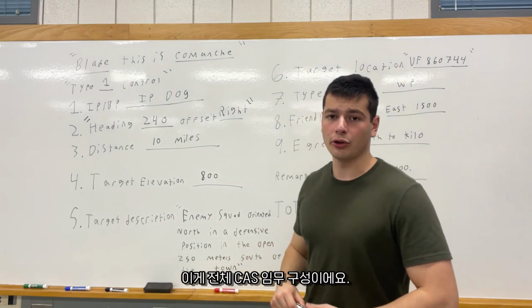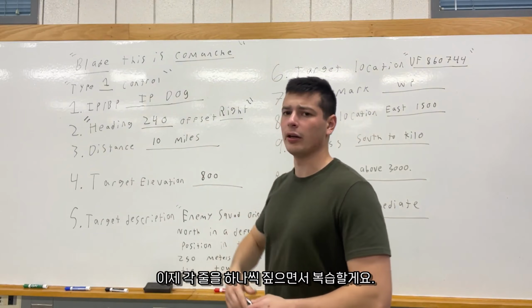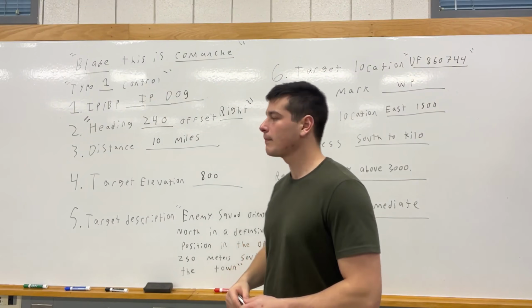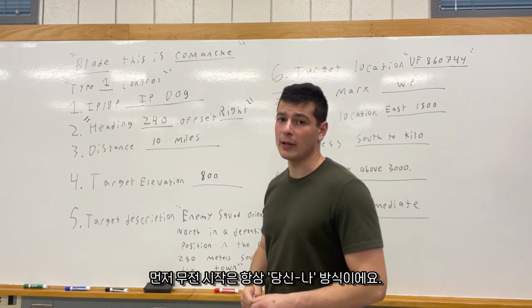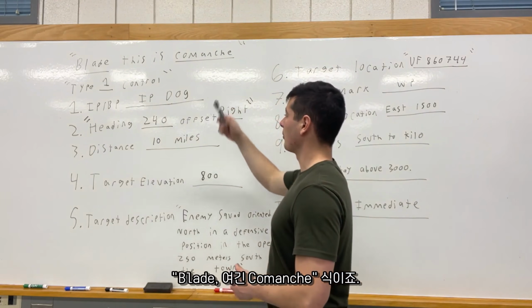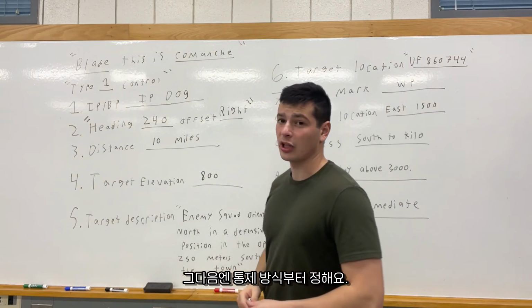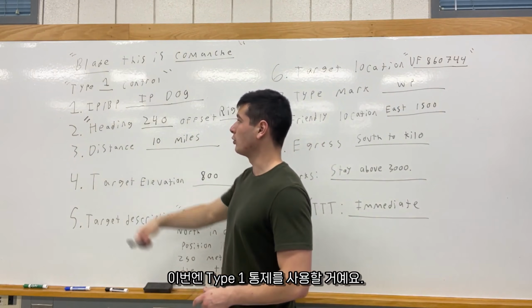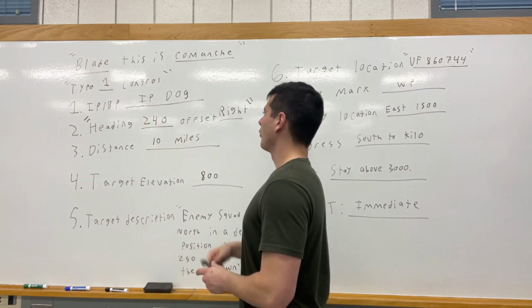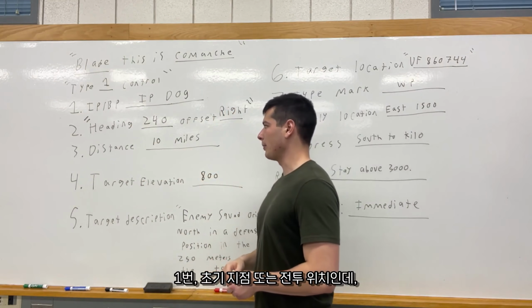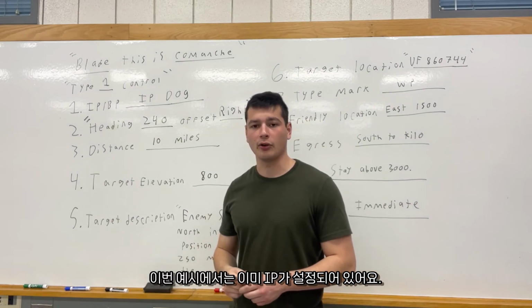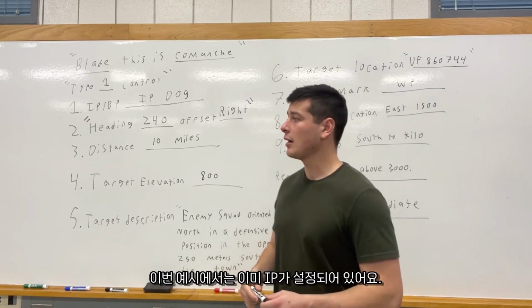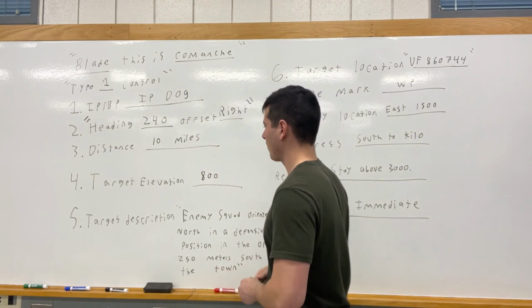So this is our whole close air support mission. I'm going to go through each line individually and do some recap. So obviously we start off with a you, this is me transmission. So Blade, this is Comanche. Then we establish what type of control we're using. In this case, we're going to be using type 1 control. For line 1, our initial point or battle position. For this scenario, we're going to assume that the initial point has already been established and given a name. In this case, it's called IP dog.